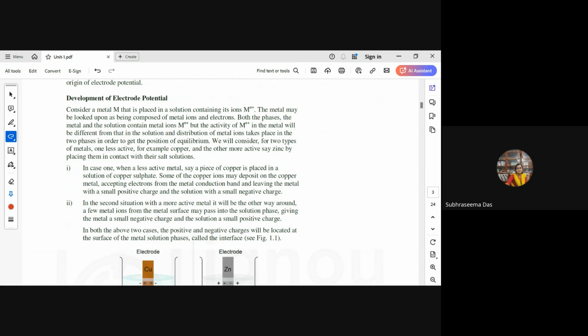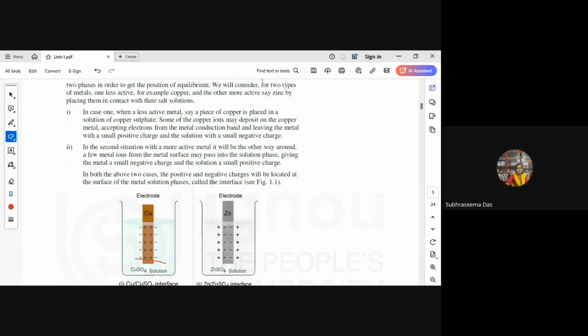Suppose in the first case we put copper in its salt solution, that is copper sulfate. So we took a copper electrode and dipped it in its copper sulfate solution. Here, some of the copper ions deposit on the copper metal. As a result, the electrode, the metal, develops a slight positive charge, whereas the solution develops a slight negative charge. This particularly happens when we use copper.